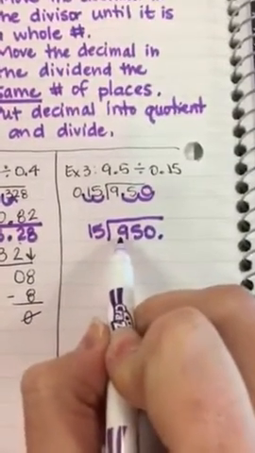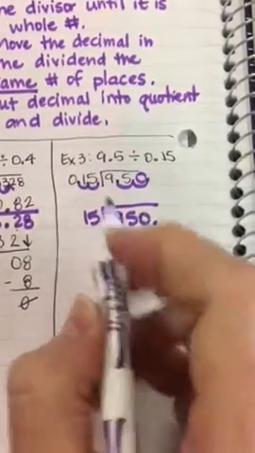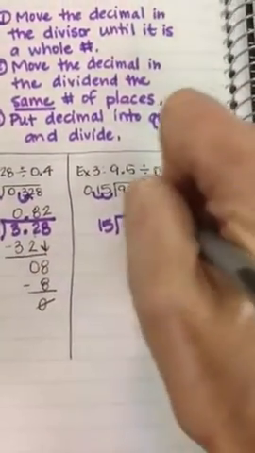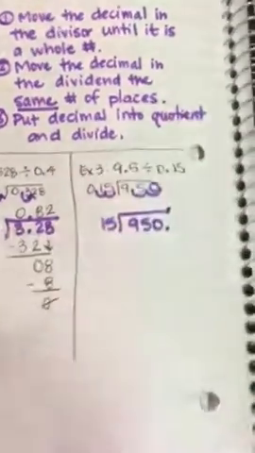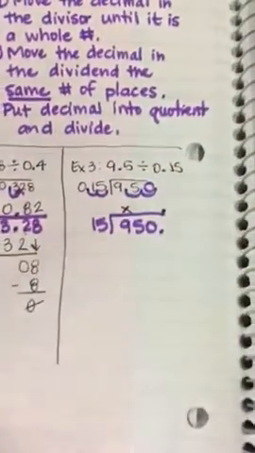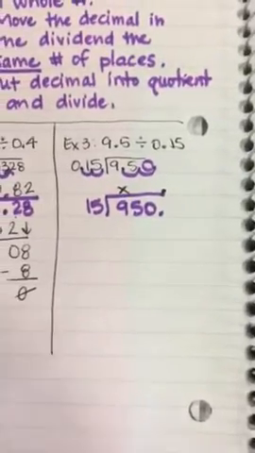So now 15 will not work with 9. So up above that 9, I'm going to put a 0. But before I do that, I almost forgot. Let's put my decimal into my answer. And 15 will not work with 9. 15 will work with 95.